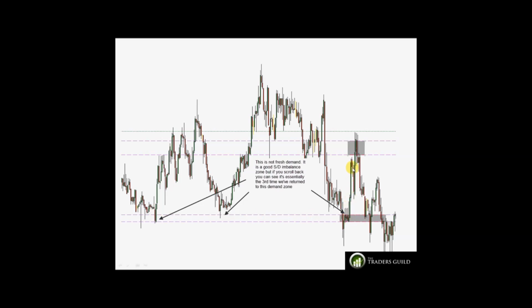But this is not a fresh supply and demand zone, because it's the third or fourth time back to a supply and demand zone which originated around here. This is where it's fresh, and this is the second, third, fourth time back. That's an important point to note when we come to talk about trading strategies and what represents the best probability setups, in terms of first, second, third, fourth time back.